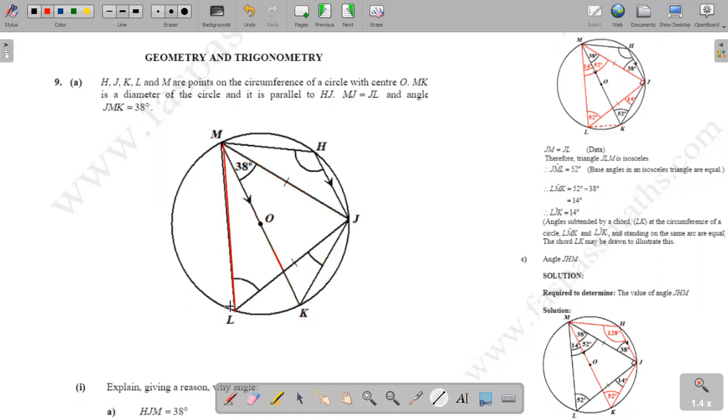So let me highlight the quadrilateral first. The opposite angles in the quadrilateral add up to 180. Everybody remember that one? All I need you to say is yes or no, that's all. So these two add up to 180. Everybody see that one? Okay. Do you see any others?